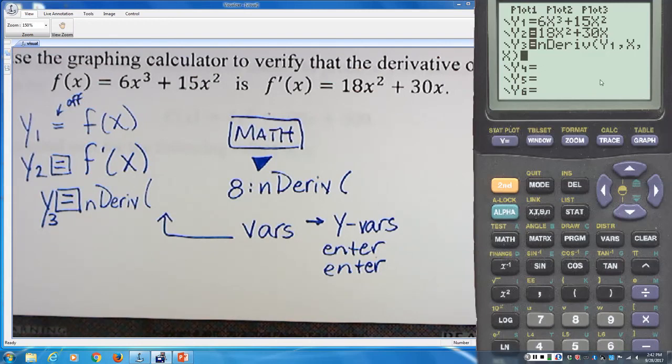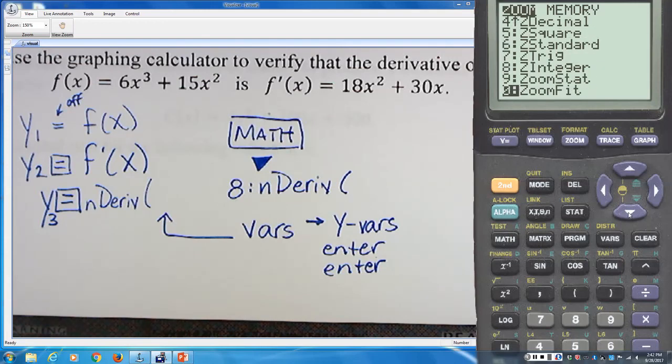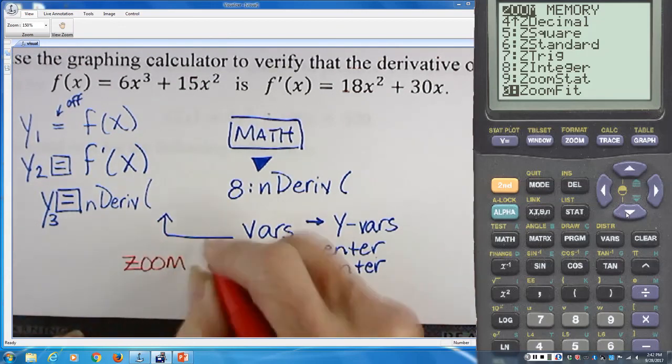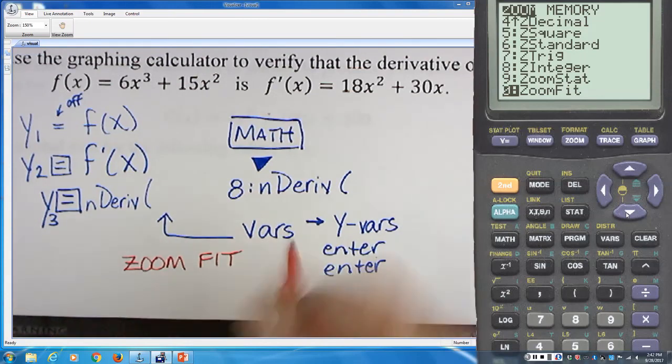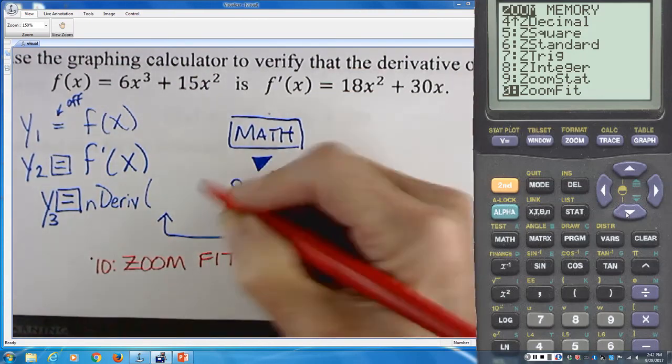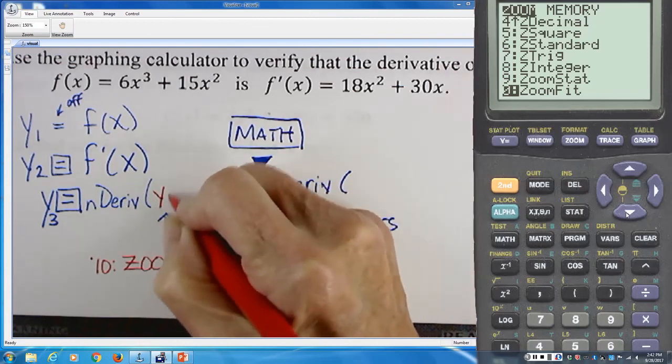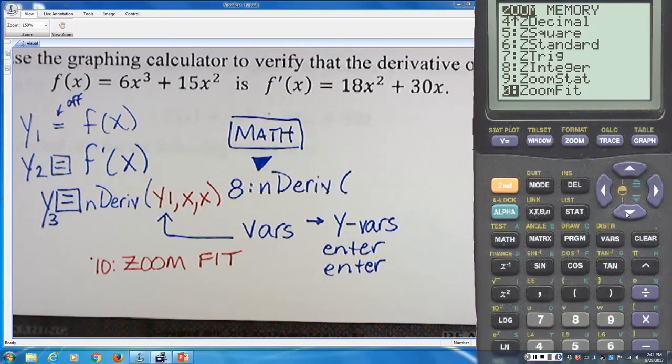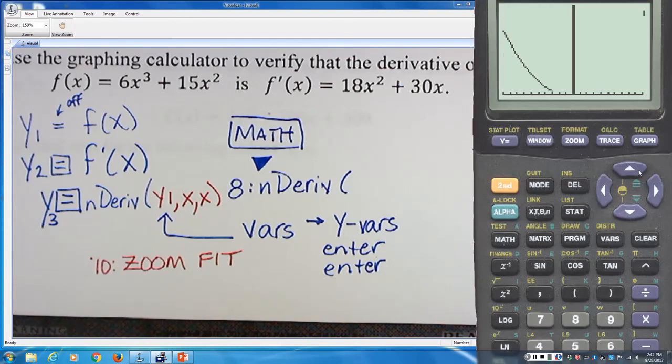Now there are two different ways to check this. The way we're going to see that these are indeed the same functions is we're going to hit the zoom key and go down to number 10, which is zoom fit. And when you do that, all you have to do is either put your cursor on zoom fit or press 0. It's going to take a minute. It's thinking. What it's doing is looking at all the stuff on the y equals menu and calculating so that it knows how big it needs to make the window so it can show you the graph. And it'll find the graph every time.